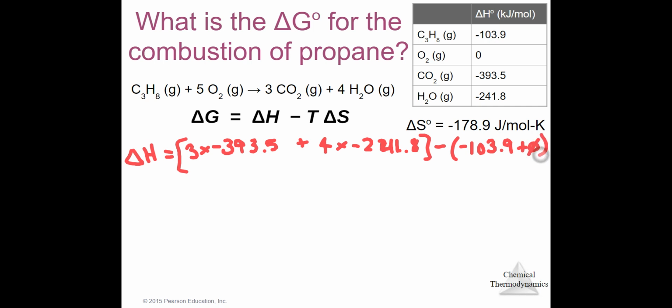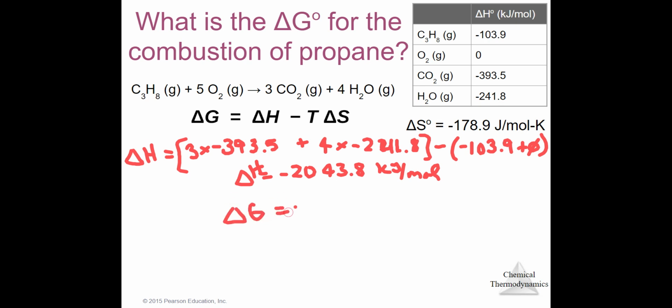plus 0, because remember, for delta H, it is 0 for every pure element in its natural state. So when I do the math on this, my delta H is going to be negative 2043.8 kilojoules per mole. Perfect. Let's use that for delta G now.